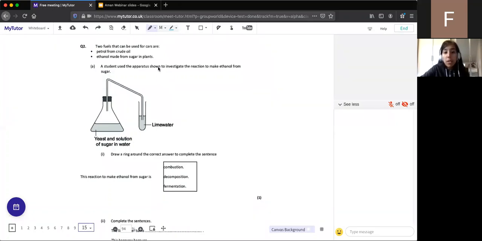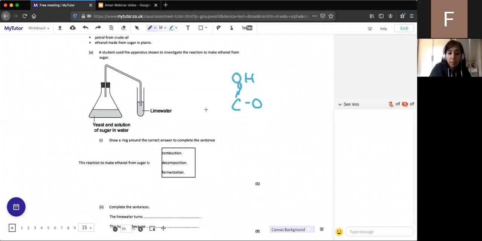Someone's asking me what's an ester and an alcohol. Good question. It's about the bonds that you have. So in an alcohol, you have an OH bond. In an ester, you have this bond here. If you go back to yesterday's lesson, we covered the structures in lots of detail, and we also did it a bit at the beginning today. Good. So the answer to this question is fermentation.